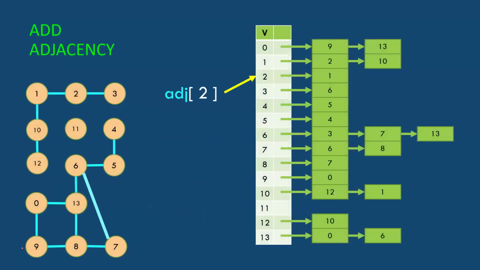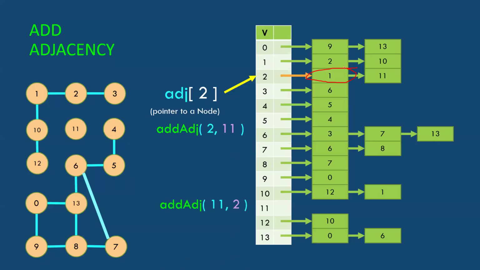So adding adjacencies. Just a reminder, if I have adjacency 2 here, it's a pointer to node 1, and I want to add an adjacency to that. If I say add ADJ to 11, I am adding the 11 here, and I'm now adding a 2 over there. So that is what it means to add an edge from 2 to 11. That's the edge that I'm effectively adding by adding those two adjacencies.